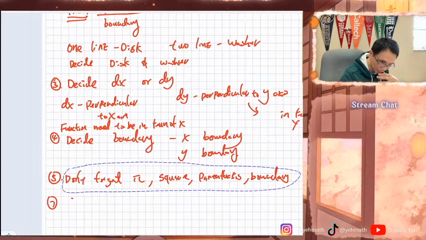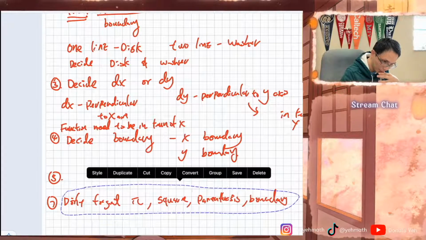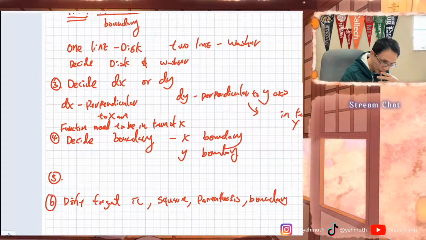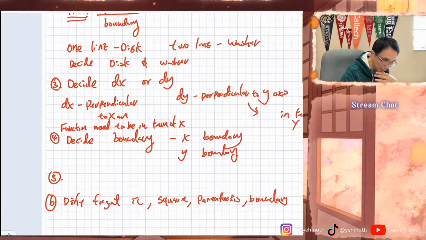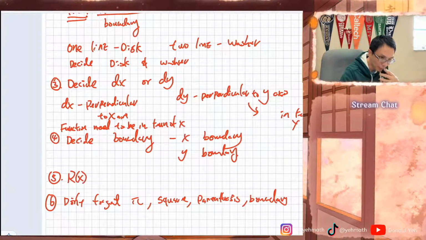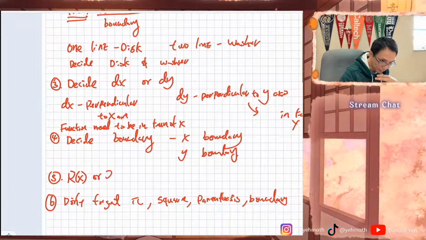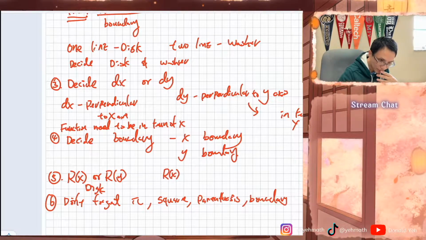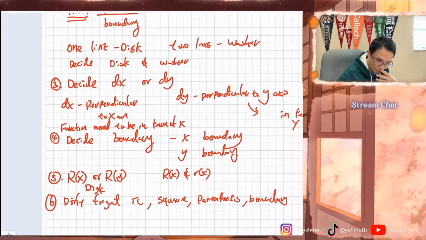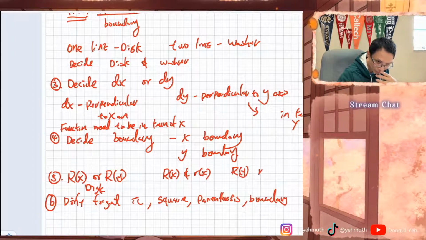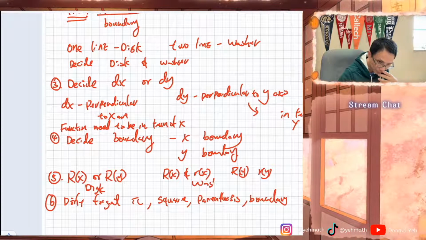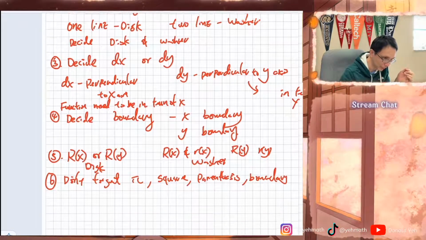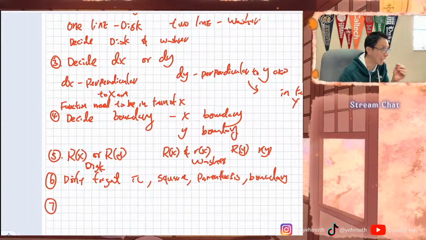I'm going to talk about that in a second. Okay, this one is actually 5. Wait, this one's actually 6. Sorry. Make sure you write down Rx if you have disk, or Ry for disk, and Rx and Ry for washer. So you have to find the inner radius and outer radius for washer. For disk, it's only one radius.